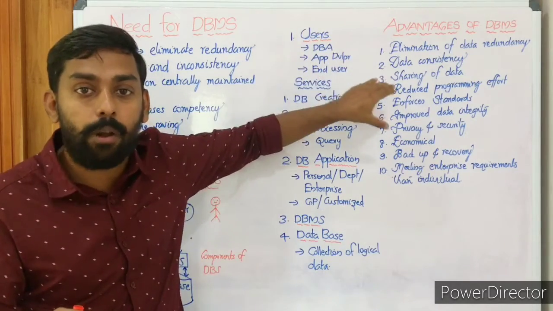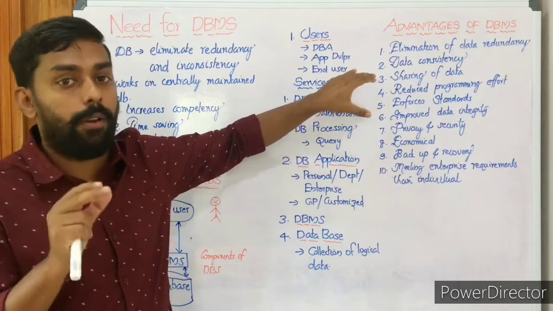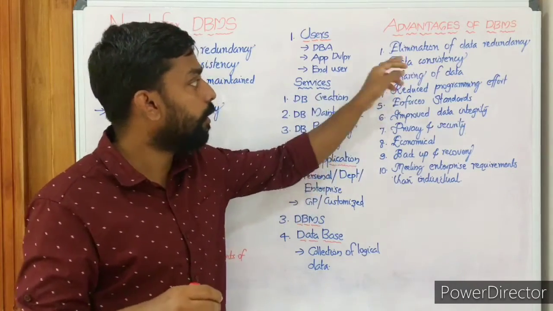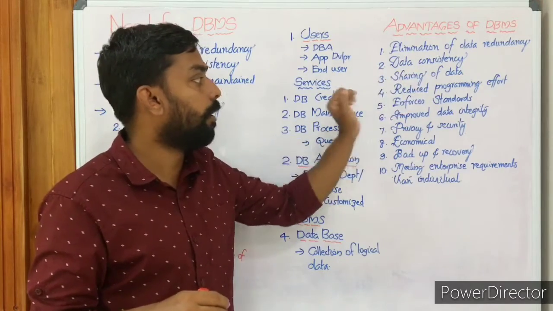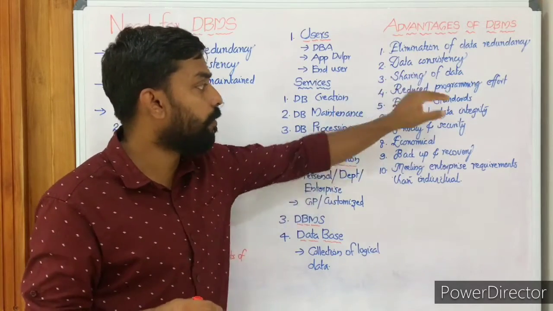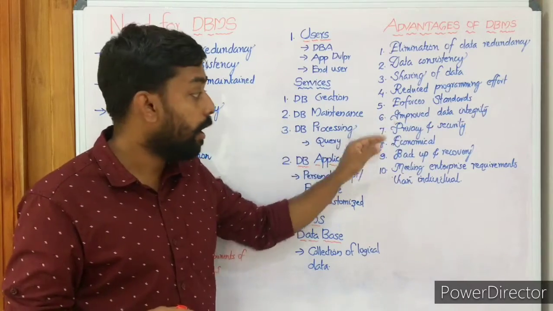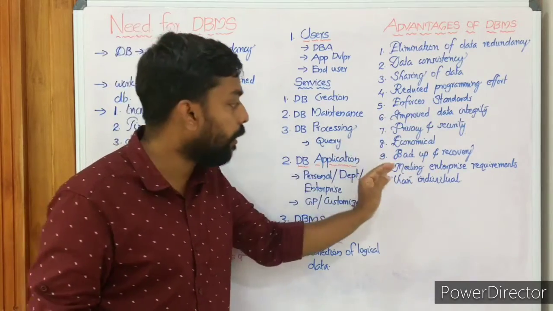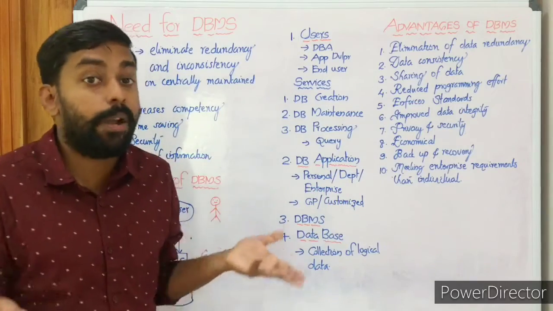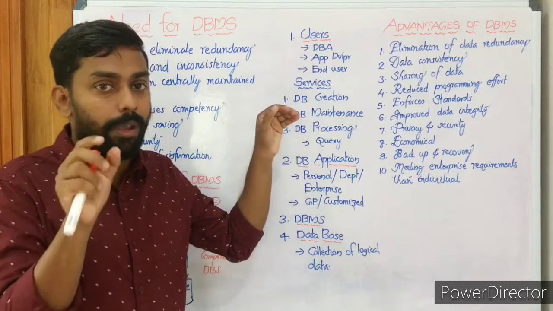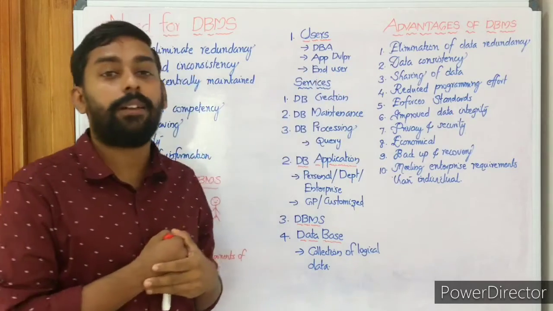Here we have specific points. We have 10 specific points. Let's read out all this first. Elimination of data redundancy, data consistency, sharing of data, reduce programming effort, enforces standards, improve data integrity, privacy and security, economical, backup and recovery, and meeting enterprise requirements other than personal requirements. Yes. So we can look at them one by one. First, elimination of data redundancy.